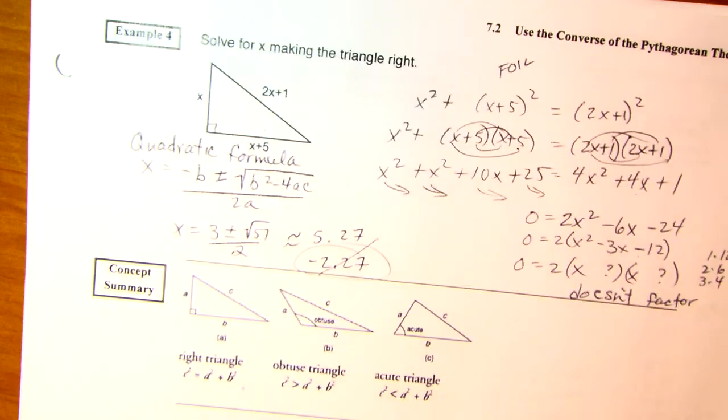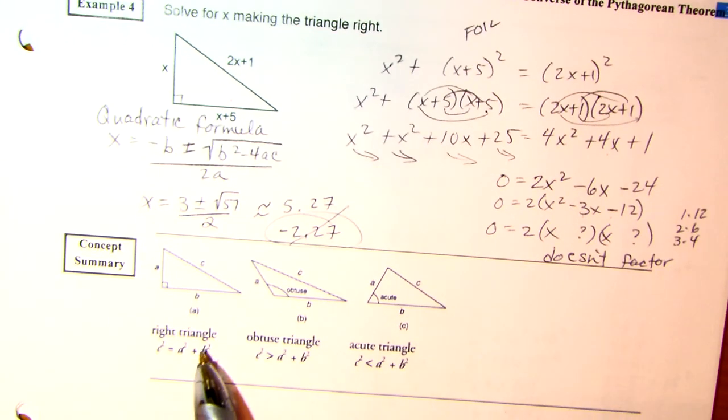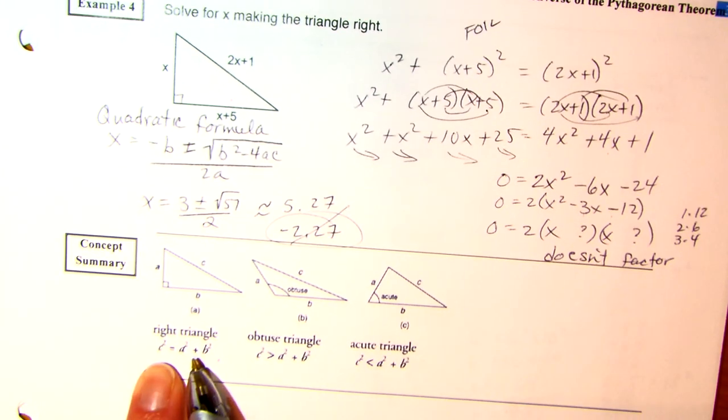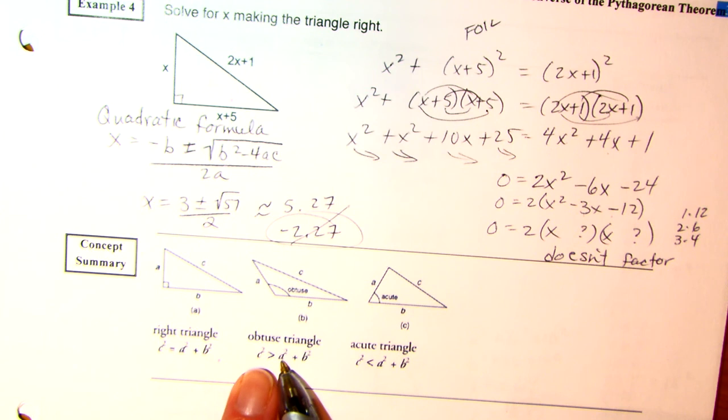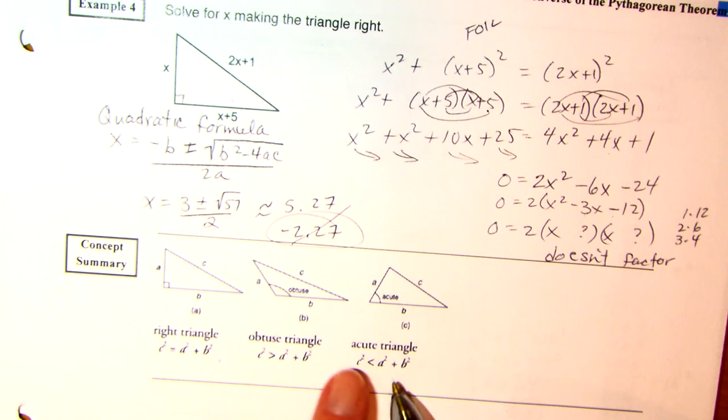Okay, concept summary, just to remind you. It's a right triangle if the Pythagorean theorem holds true. If a squared plus b squared is smaller than the hypotenuse squared, or the c squared, it's obtuse. And if they're larger, then it's acute.